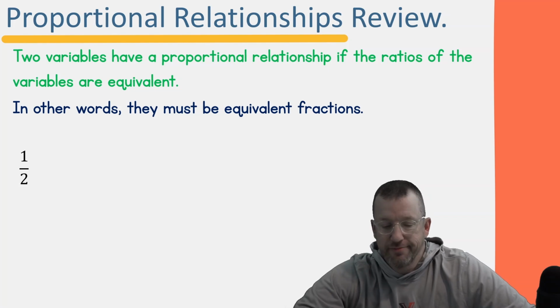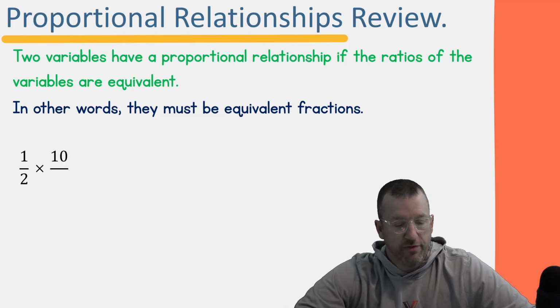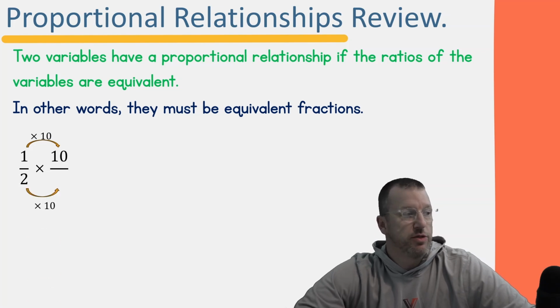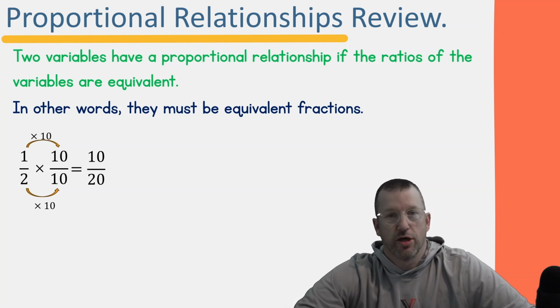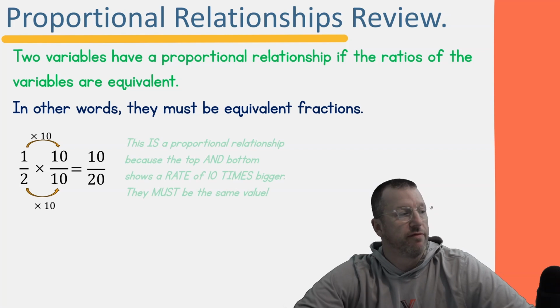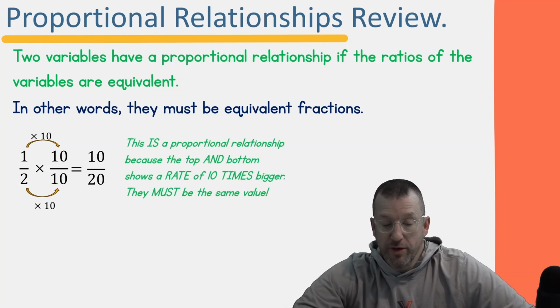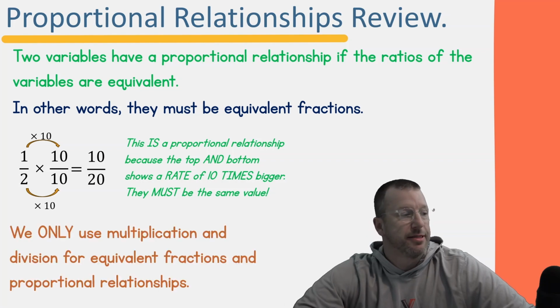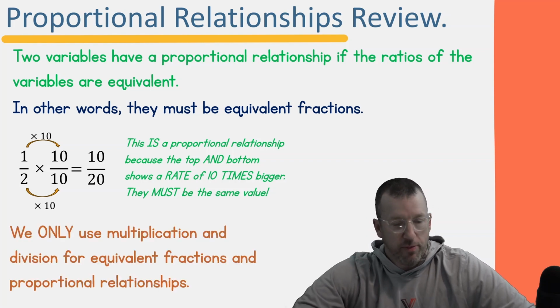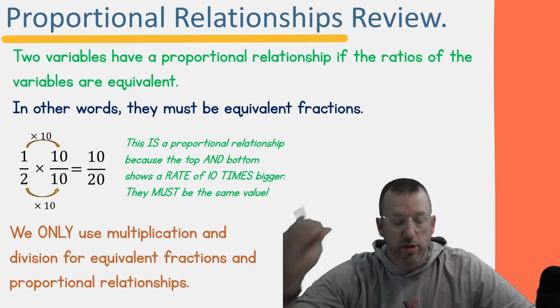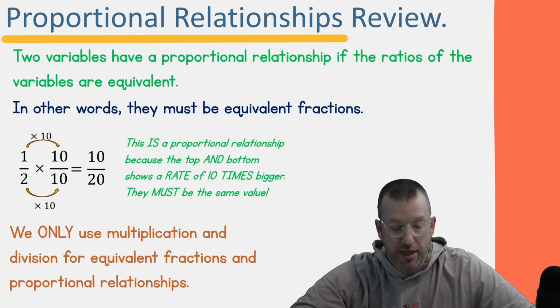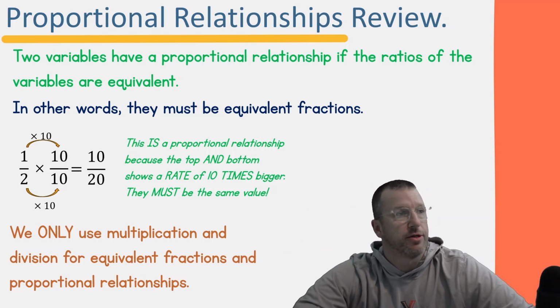So here's 1/2, okay? And in order for it to be proportional, we have to multiply the top by 10, which means we have to multiply the bottom by 10, and that will give us 10/20. And so those are proportional. 1/2 and 10/20 are proportional, because they're equivalent fractions. We multiply the top and bottom, or we divide the top and the bottom by the same things. And when we're talking about proportional relationships, we only use multiplication and division. We're not talking about additive relationships.